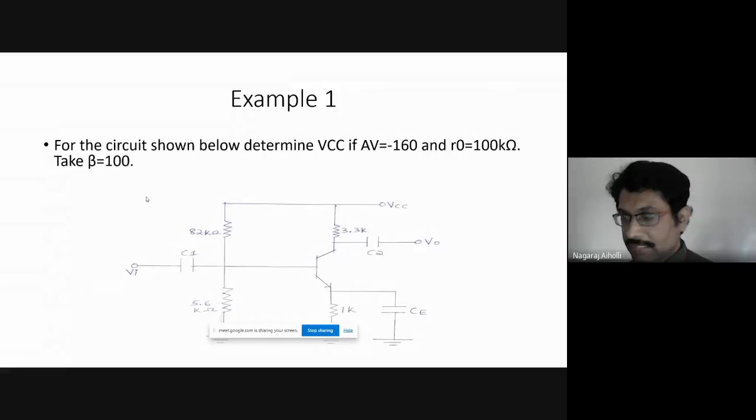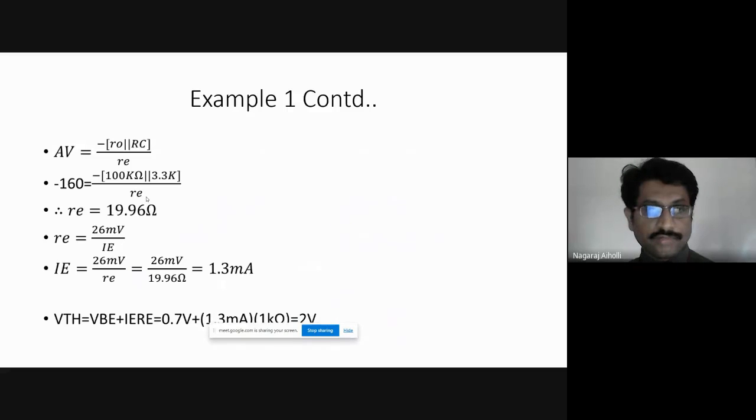19.97 ohms exactly. re is approximately 19.96 or 19.97 ohms. Fine. Now, once we have calculated re, re is 26 millivolt by IE, or IE is 26 millivolt by re. Use this relation and find the value of IE. 26 millivolt divided by re, which we calculated just now as 19.97 ohms. Substitute that and find the value of IE, the emitter current.